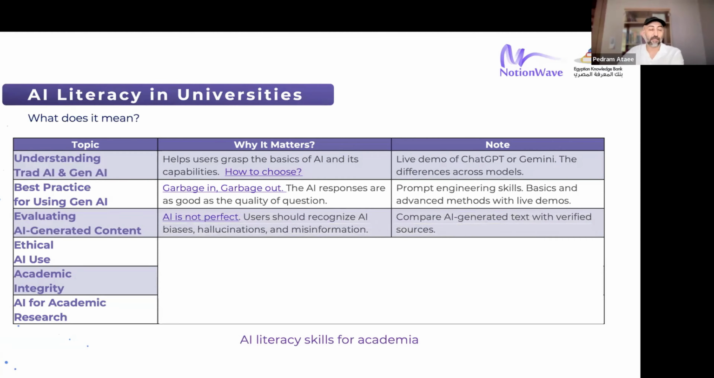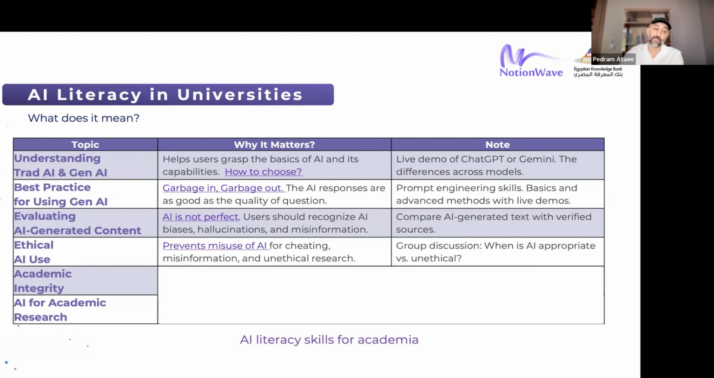The other aspect of AI literacy, which is very important, is how we should evaluate AI-generated content. Because AI is not perfect, users, humans, must recognize AI biases and understand how to detect when AI hallucinates or when AI provides misinformation. The power of criticizing AI-generated content is another skill in AI literacy that everyone must learn these days.